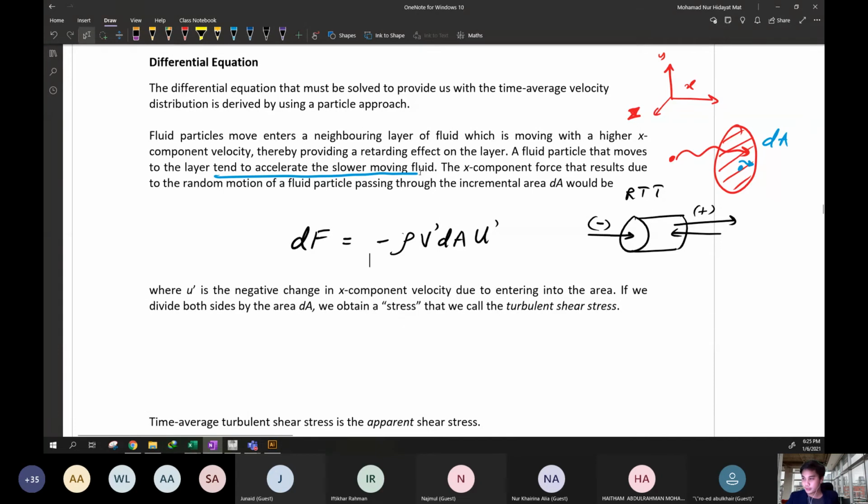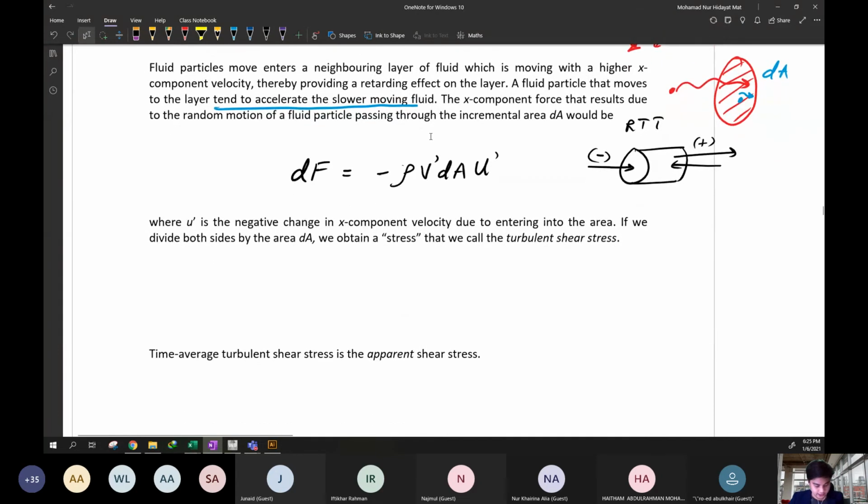Okay, so from here, let's divide all this by the area. You can see dA and dA, we can cancel these out. What we have here is basically dF over dA, which is the pressure, minus rho v u.